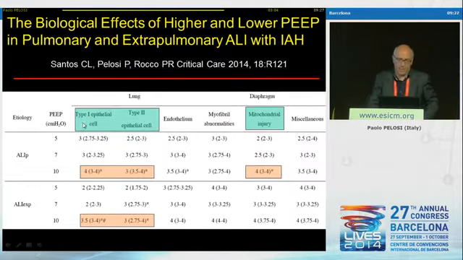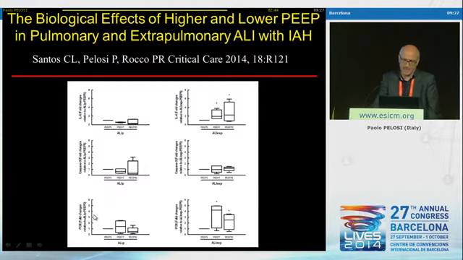On the other side, when we look at type 2 and type 1 epithelial cell damage, we found that higher PEEP, independently of the type of disease, markedly increased the damage. And on the other side, when we look at the inflammatory mediators, as you can see here at lower and higher PEEP, we found an increase in the inflammatory mediators when we increased PEEP, especially in the model of intra-abdominal hypertension with extrapulmonary lung injury.